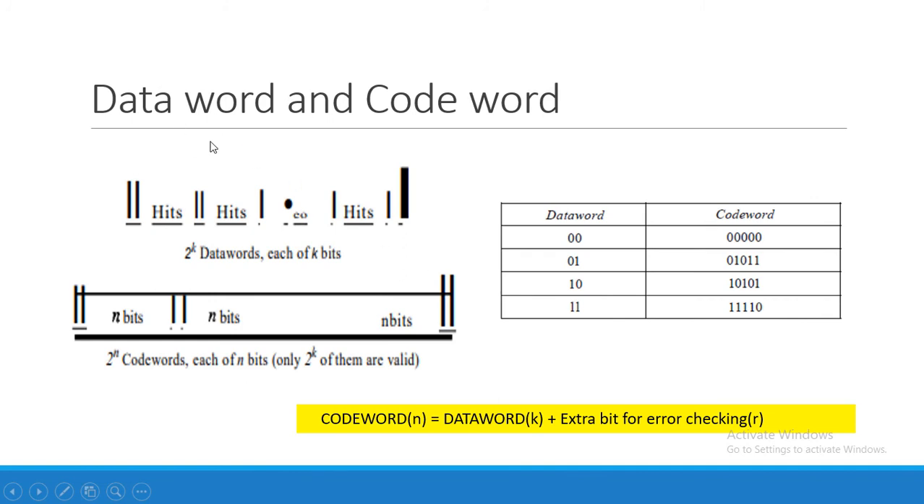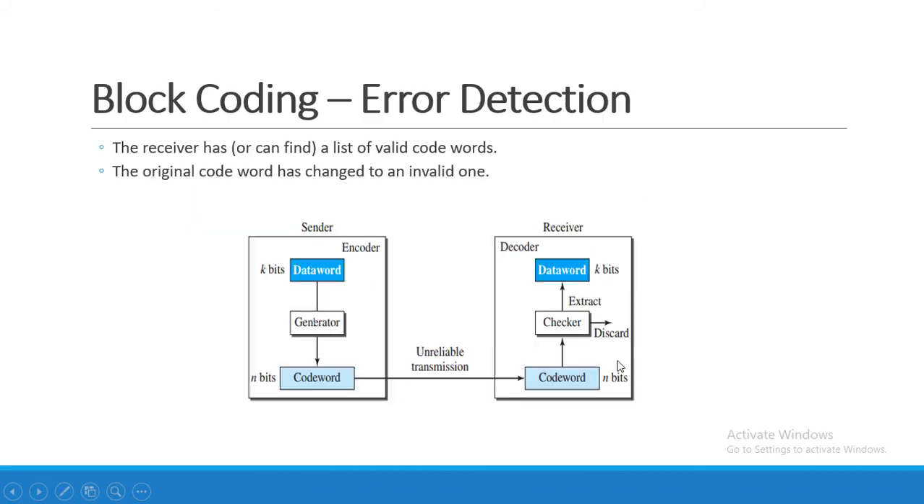Now let's see what is a data word and what is a code word. A data word is the exact data sent to the destination, and a code word is formed by adding extra bits to the data word for detecting errors and correcting them. Here you can see data words and code words. Here, by adding 2 bits, the code word has been created. Here you can see the formula for the code word: code word equals data word plus extra bits for error checking. Okay, now let's move to the next slide.